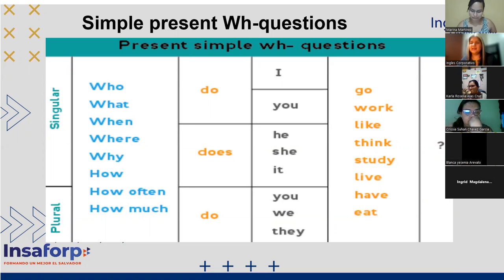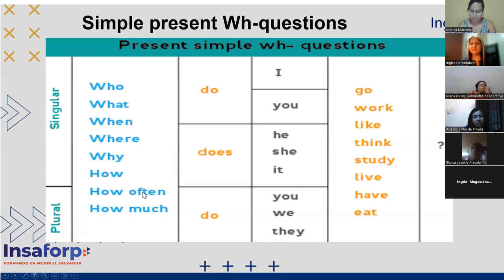Okay. Someone asked Marina, how often do you exercise, Marina? ¿Qué tan a menudo ella hace ejercicio? Okay. How often do you study English, for example? How often do you eat pupusas? Es como qué tanto lo hace usted, okay? Como decir cuántas veces lo hace. ¿Qué tan a menudo lo hace?